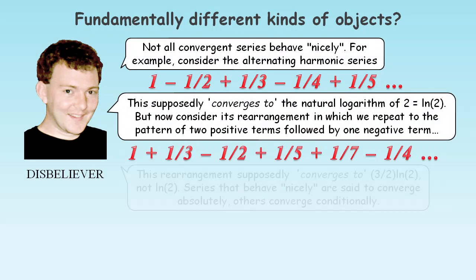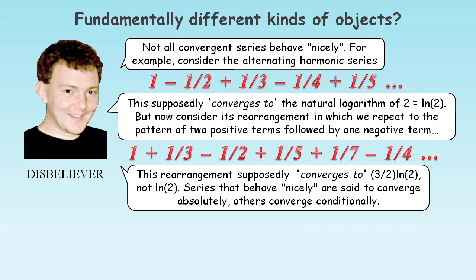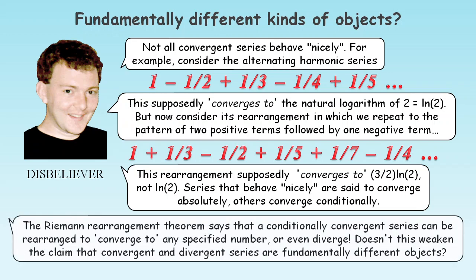In fact, rearrangement can even make a series diverge. So surely we can't claim that the different series are fundamentally different kinds of objects just by placing them into different classifications, especially when it's so easy to drift across these made-up classifications by simply rearranging the terms.